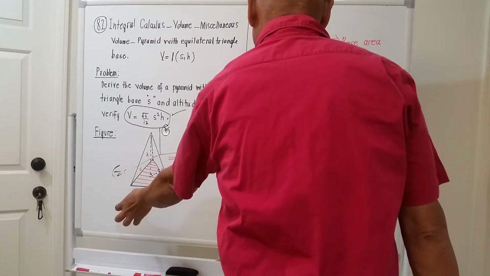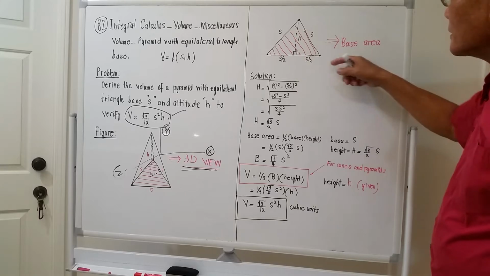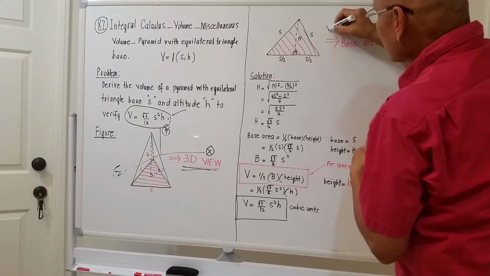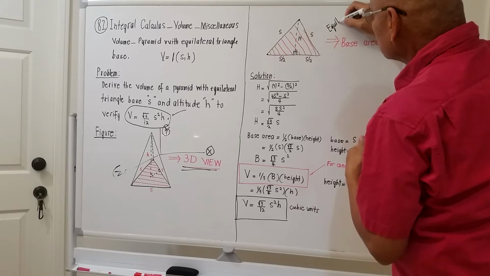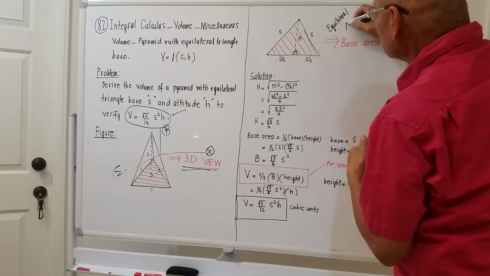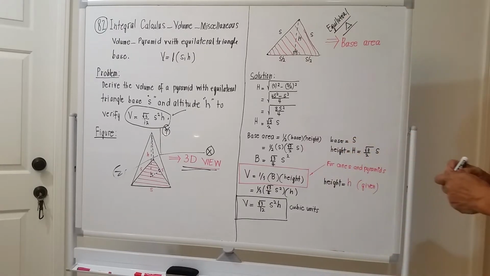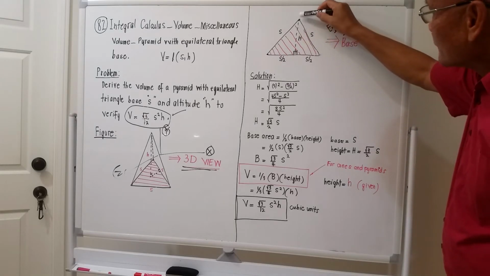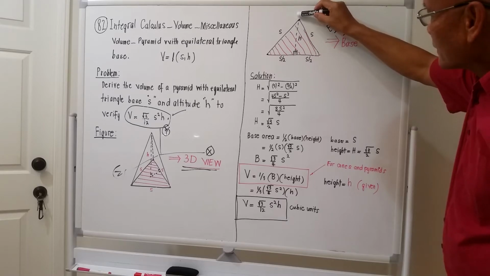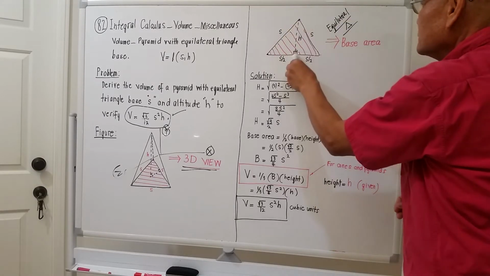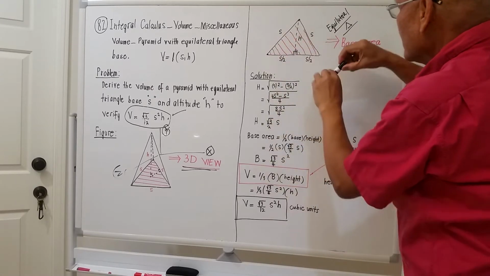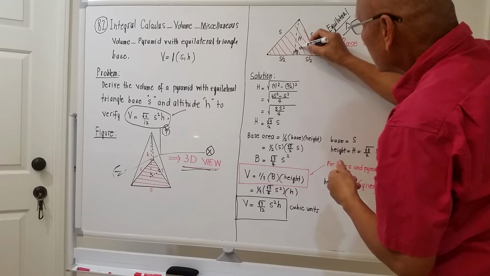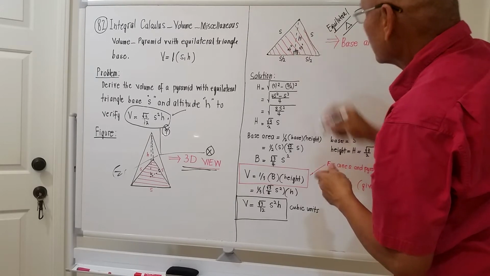We try to segregate the base area. The base area will be something like this. This is S, S, S. It is an equilateral triangle. Okay, equilateral triangle. If we try to drop a line coming from this corner here, vertically downward. So if this is horizontal and this is vertical, we could say that this angle here is 90 degrees. And this also is 90 degrees.